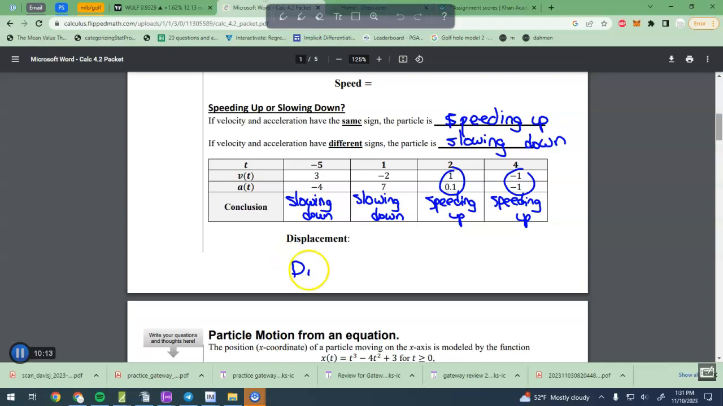Then we get into displacement versus distance. A track is a good way to think about this. So all the way around a track is what, 400 meters? Right, if you go all the way around it?